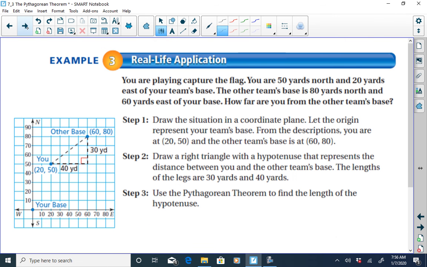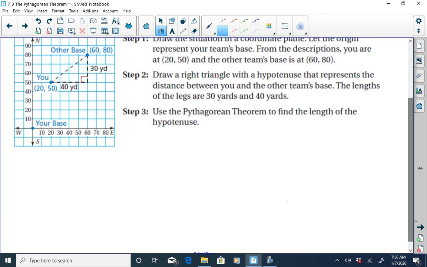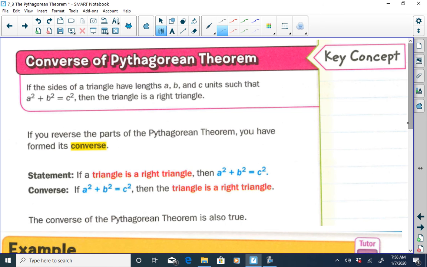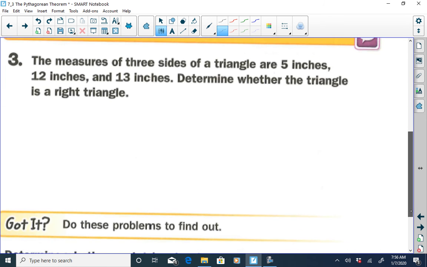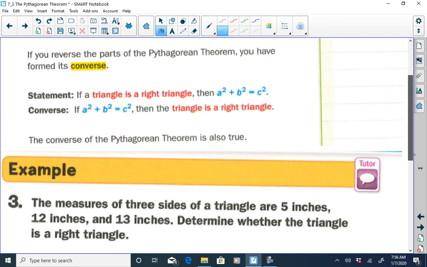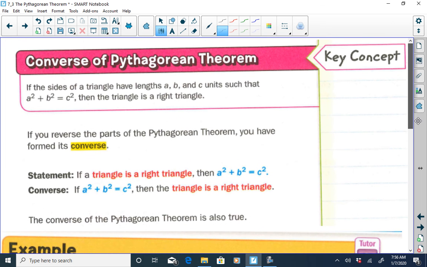Now let's see, was there anything else that I wanted to go through with you guys? The converse of the Pythagorean theorem. If the sides of a triangle have lengths a, b, and c such that a squared plus b squared is c squared, then the triangle is a right triangle. If you reverse the parts of the Pythagorean theorem, you have formed its converse.